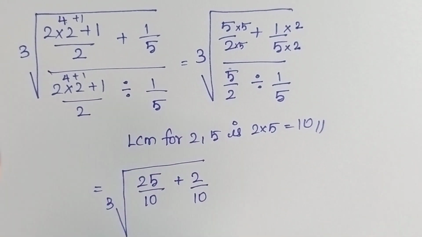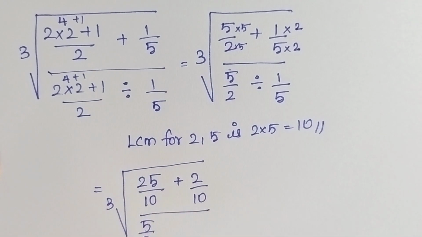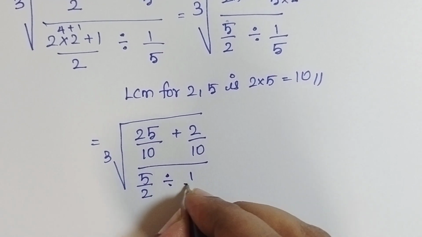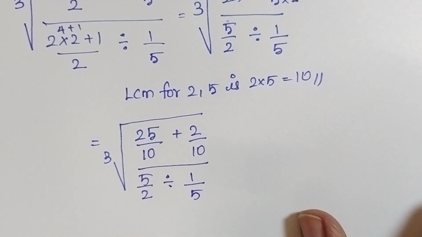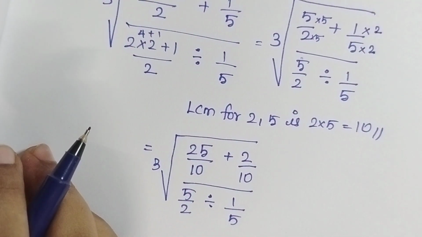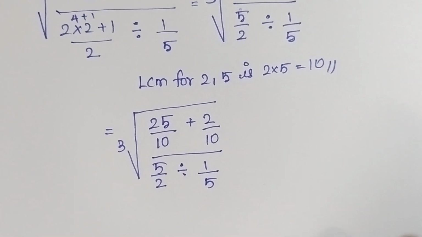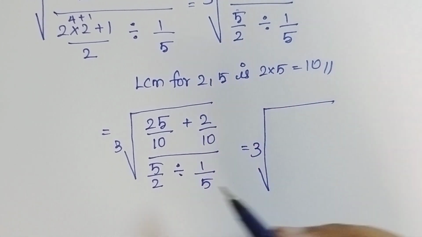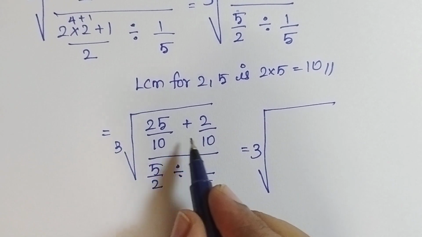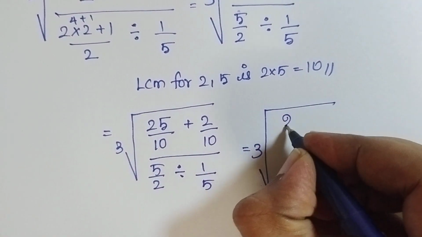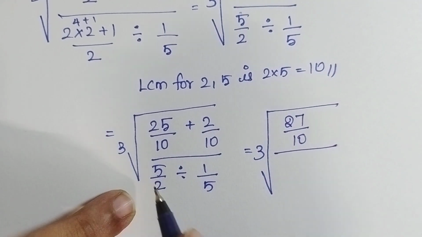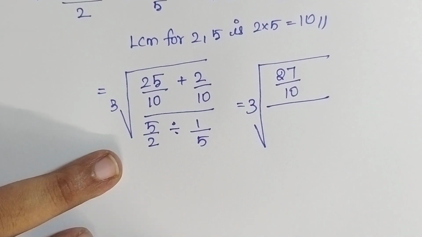Divided by 5 by 2 divided by 1 by 5. There is no change in that. So what we have to do, I'm going to write this cube root as it is. Here the denominator is the same, so the numerators get added. Therefore 27 by 10.